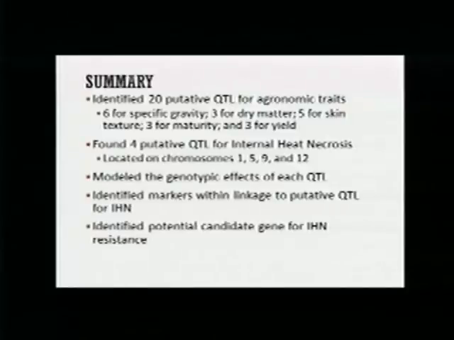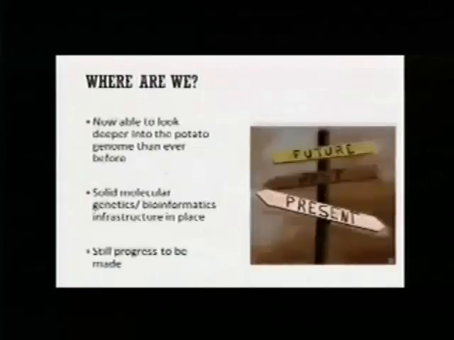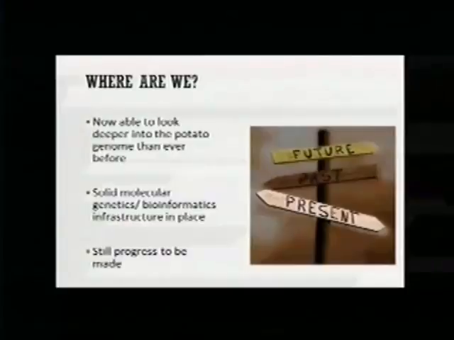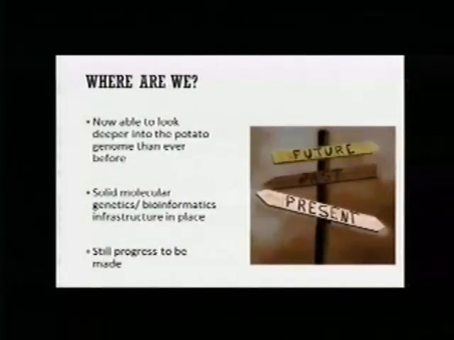And we identified the potential candidate gene for future research. So where we are, as I said earlier, we got these new resources, we're working with them, we're learning how to use them, but we're heading in the right direction. We're building a solid molecular genetics and bioinformatics infrastructure. There's still a lot of progress to be made because this is new to our community, but I think we're definitely moving in the right direction, and we're able to utilize these resources more efficiently.